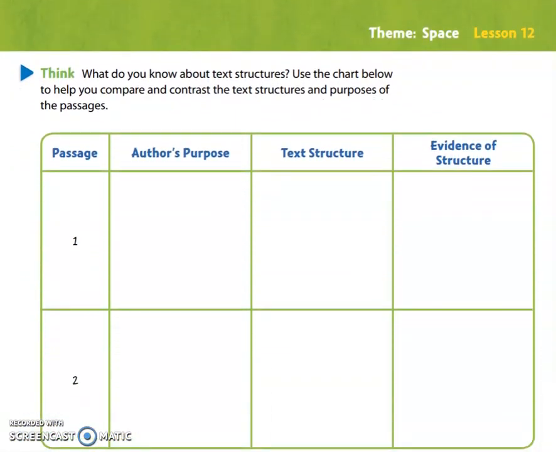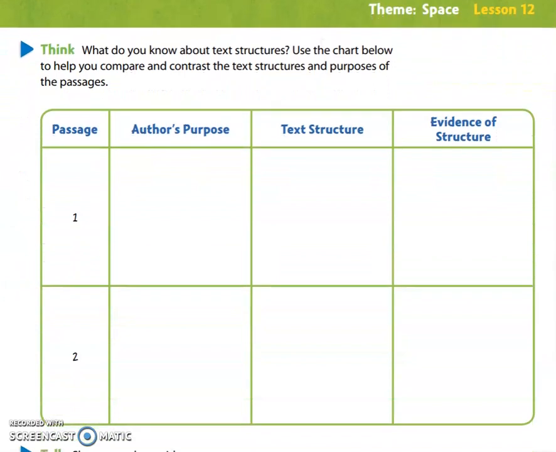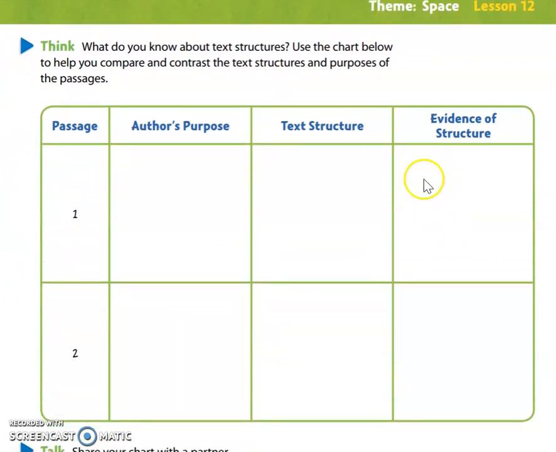Then it asked me for evidence of the structure. We know what that means. It means it wants us to go back in the text and give our text evidence. My text evidence are all of the dates that it gives. It made its first, which is a clue word, flight in 1984. It did something in 1990. It did something in 2011. After 30 missions, that tells me it did something else after it made 30 missions already. And it also tells me that Discovery then became. The word then lets me know that something happened after another event happened. So those will be the textual evidence that I will put in my chart here.